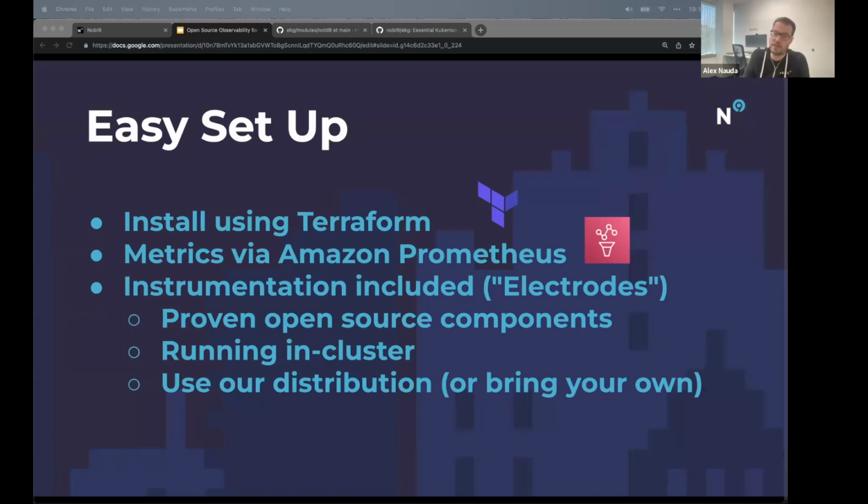And included with it are what we call electrodes of the EKG, which are essentially things that run in the cluster. These are proven open source components. We didn't create any of these ourselves. We picked the ones that were most relevant to the task at hand of providing this kind of check engine light for your cluster. EKG can install those in your cluster, or you can use your own distribution if you already have metrics from that componentry.